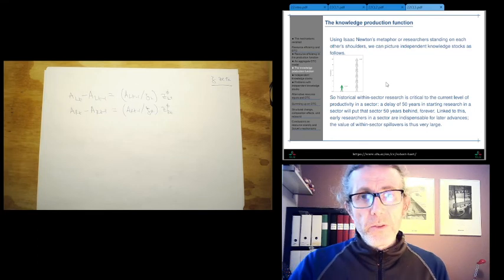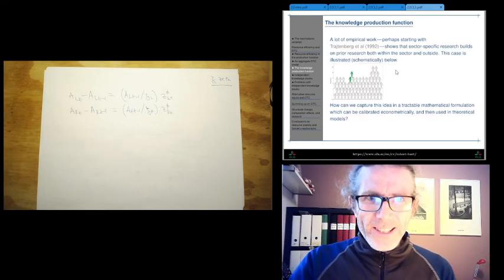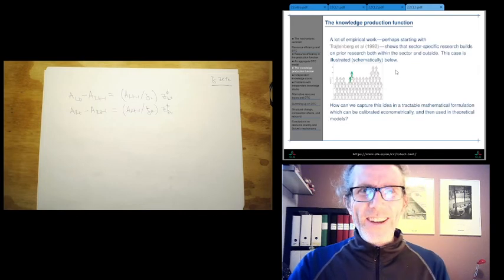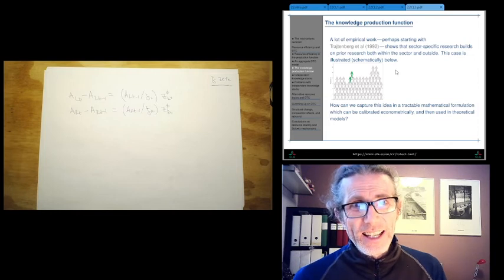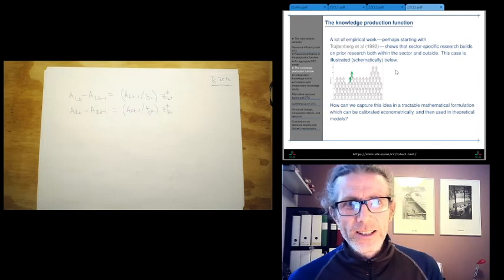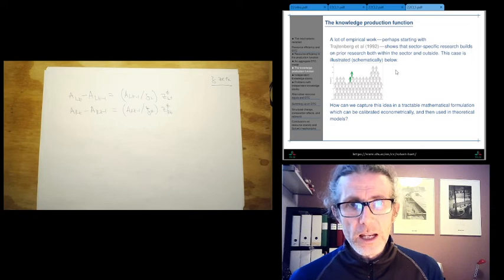Okay, so how does this play out in the math? Sorry, still no math. The math is coming. What does empirical work say? Well, a lot of empirical work, Jaffe, Trajtenberg et al. from 92 and many others since, show that sector-specific research builds on prior research both within and outside the sector.